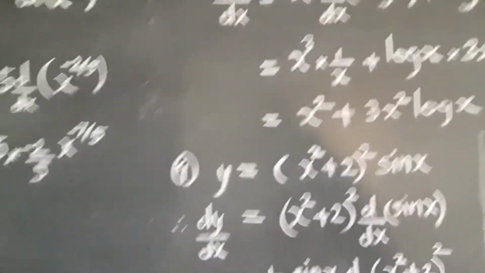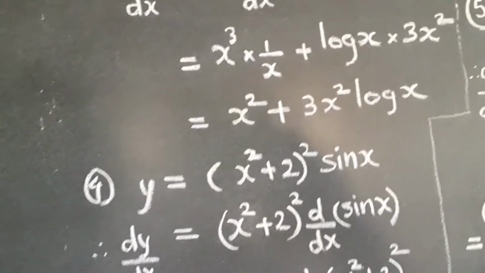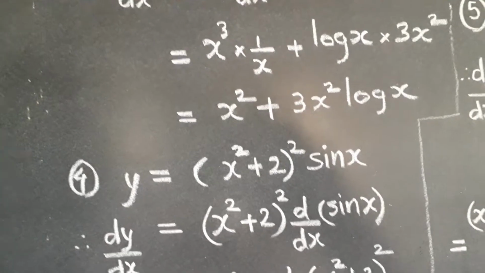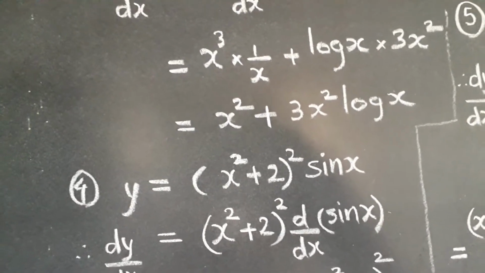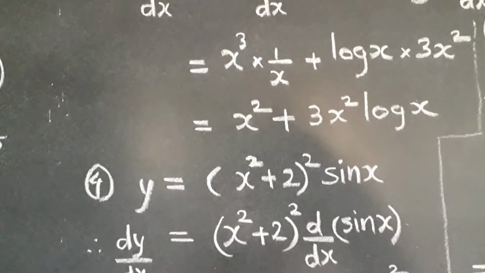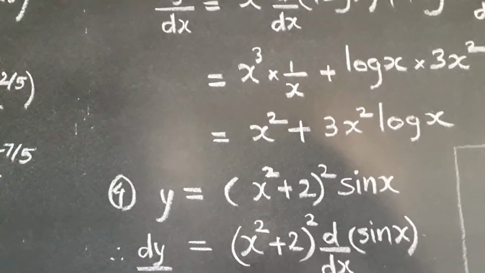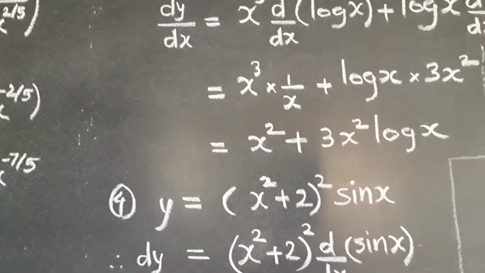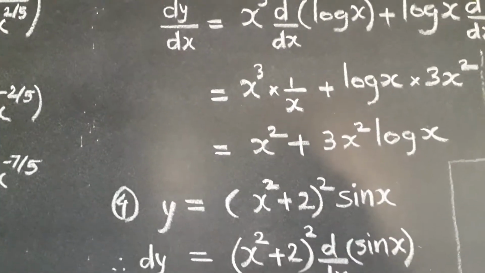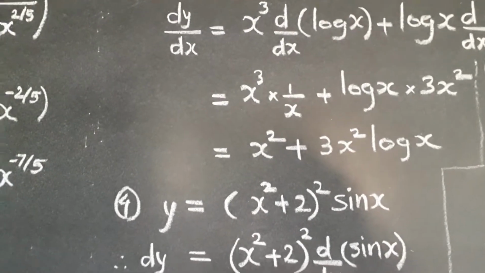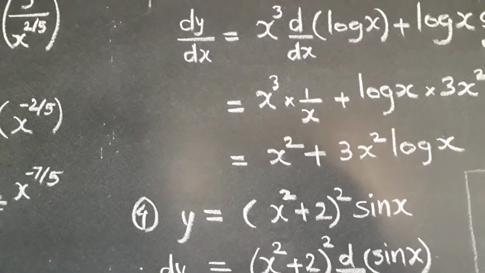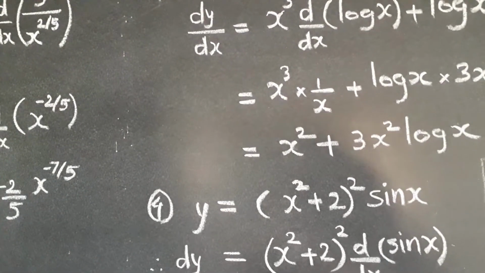The next example is y equals x cube plus x square plus 2, the whole square, multiplied by sin x. To find the derivative, how many terms are there? See that whenever we want to find a derivative, we always think about how many terms there are. Since there is only one term, now we ask, is there any multiplication or division? Yes, there is a multiplication. Is there any constant coefficient?